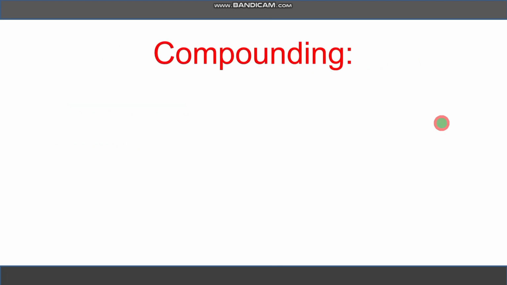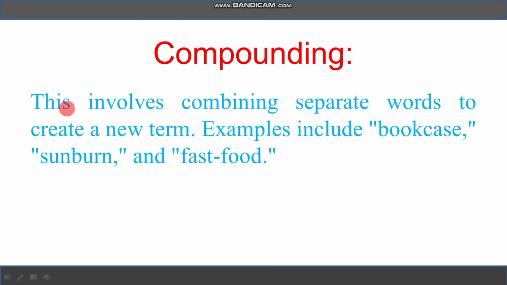Okay, compounding. What compounding actually involves is combining separate words to create a new term. This is very easy. Compound is clear. The term itself is clear: we use two words to make one word. Examples include bookcase. Book is one word and case is another word. Sunburn. Sun is one word and burn is another word. And fast food. Fast is one word and food is another word. So this is called what? This whole word is called compound word, and the process is called compounding.